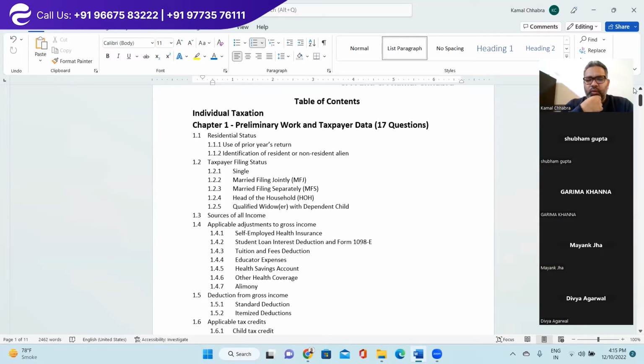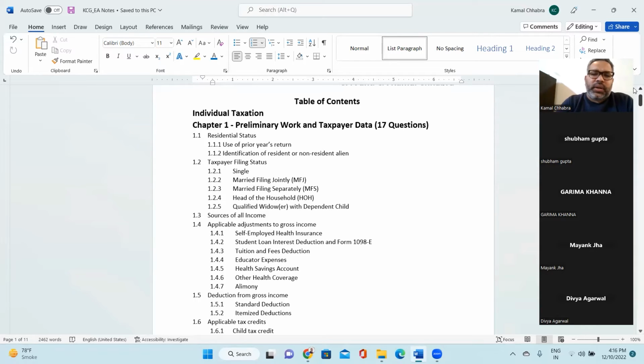Right, so we discussed these are the 5 chapters, and these are the topics and subtopics which we are going to cover in the entire individual taxation. First we touched base on the preliminary work and taxpayer, from where you can expect around 17 questions in your exam. There we touched base on residential status. In today's class, we'll be discussing 1.1, residential status, in complete detail.